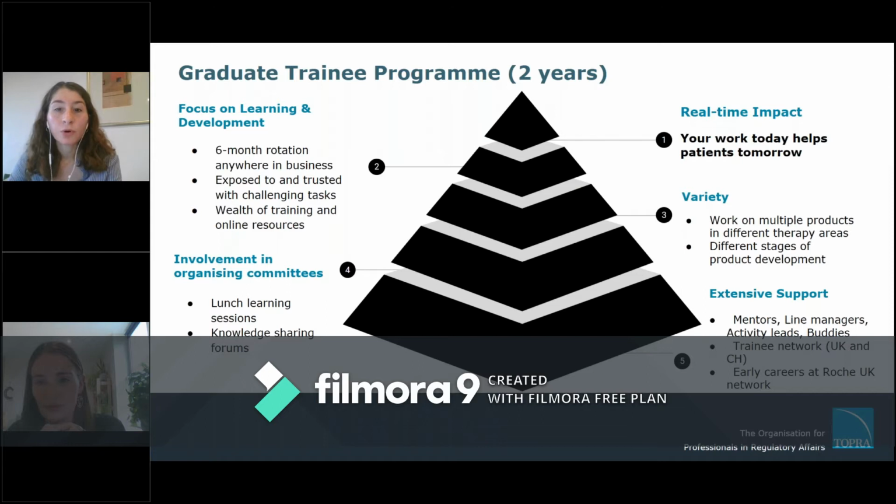And then in terms of what we actually do in the program, we get the opportunity to work on multiple different products in different therapy areas. So whether you're in program management or you're in documentation, you can be working in different therapeutic areas and in different phase 1, but also phase 3 products. And that really gives you a great breadth and overview of the large pipeline and the different regulatory opportunities you can have at each stage of the life cycle.